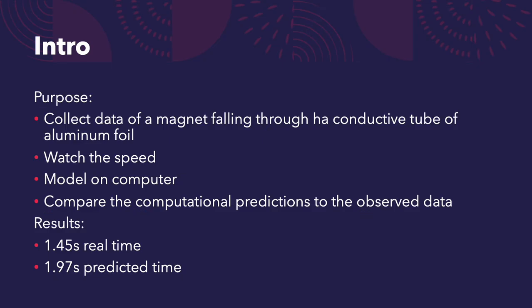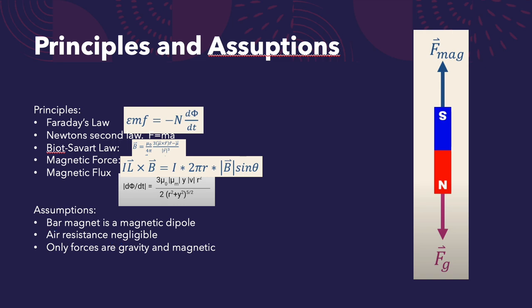Introduction. Purpose: collect data of a magnet falling through a conductive tube of aluminum foil. Watch the speed model on the computer. Compare the computational predictions to the observed data. Results: 1.45 seconds real time, 1.97 seconds predicted time.